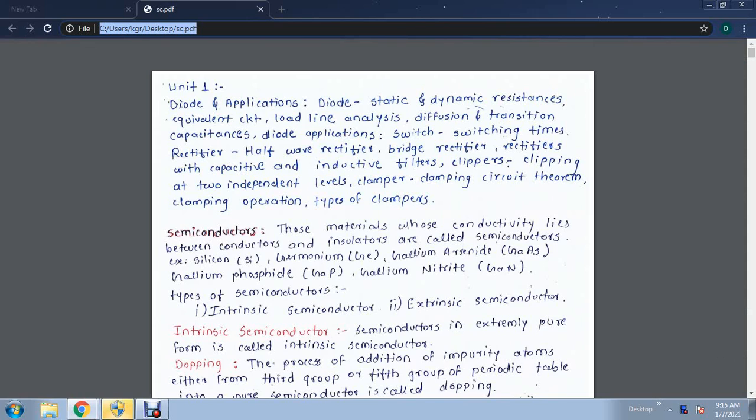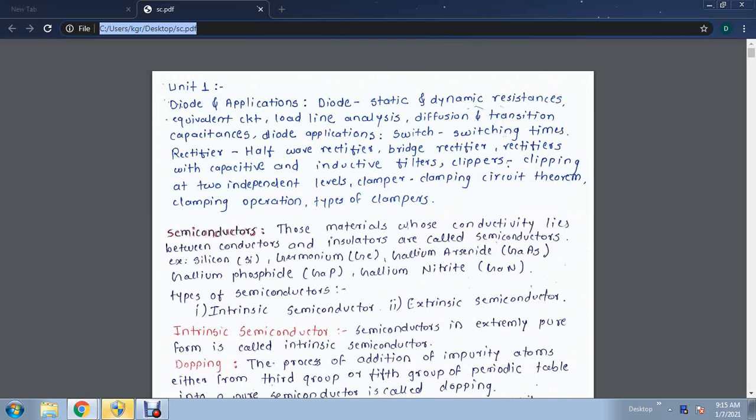Good morning, students. Today we'll discuss semiconductors. A semiconductor is a material having properties in between conductors and insulators. Actually, semiconductors are the most abundant materials. Silicon and germanium are used.